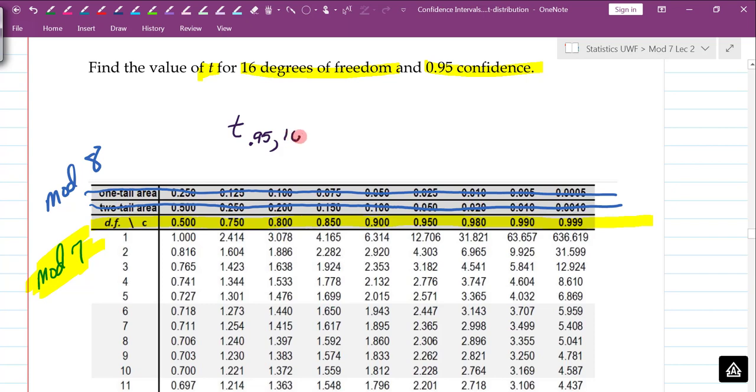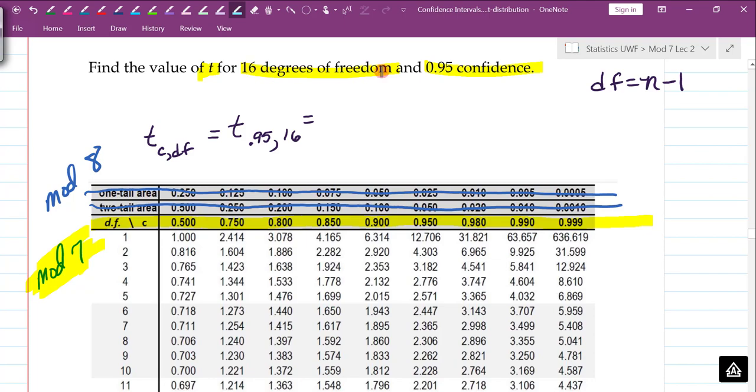We're going to write it as t sub c for confidence coefficient, comma, df, and that stands for degrees of freedom. Remember that your df, your degrees of freedom, is equal to your sample size n minus 1. Make sure you write that down. So let's find t for 16 degrees of freedom and a 95% confidence interval.